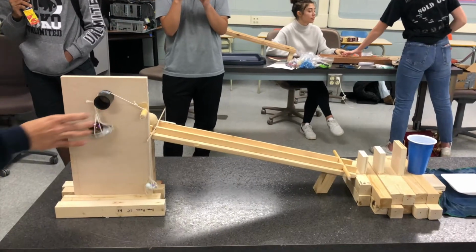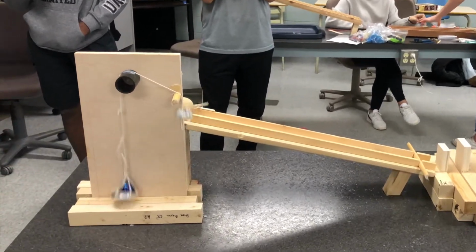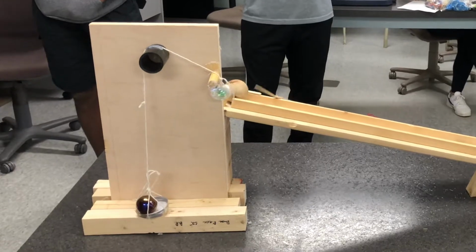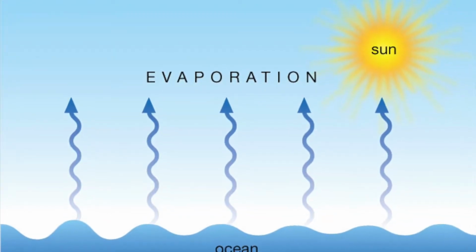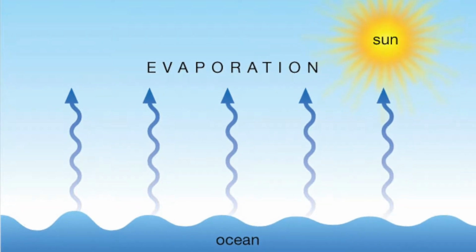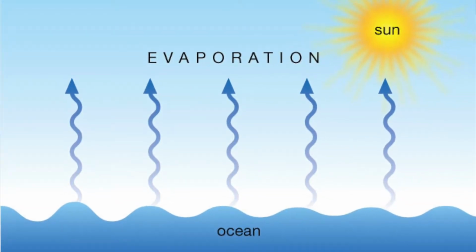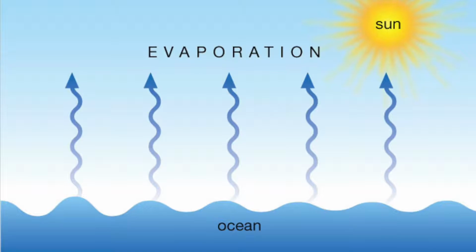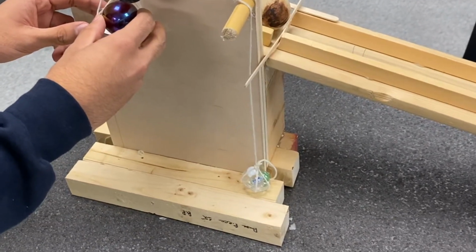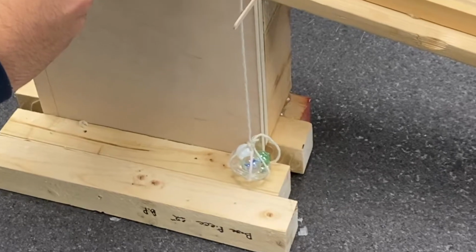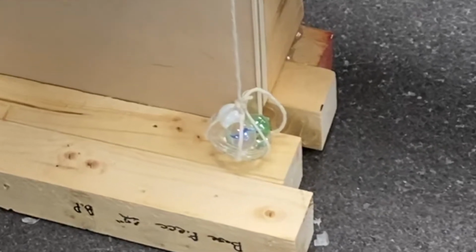For the physics element of the project, I utilized a pulley system to represent evaporation. Evaporation is the process in which liquid water changes into a gas called water vapor and rises into the atmosphere. This is the first element of the water cycle, and to represent it, I used 3 small marbles on the right side to represent water molecules, which are in the form of water vapor.